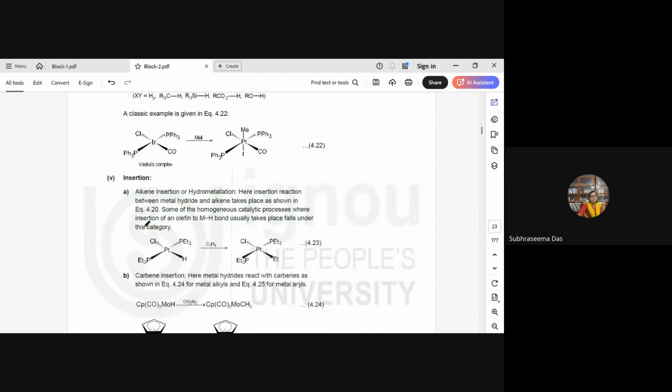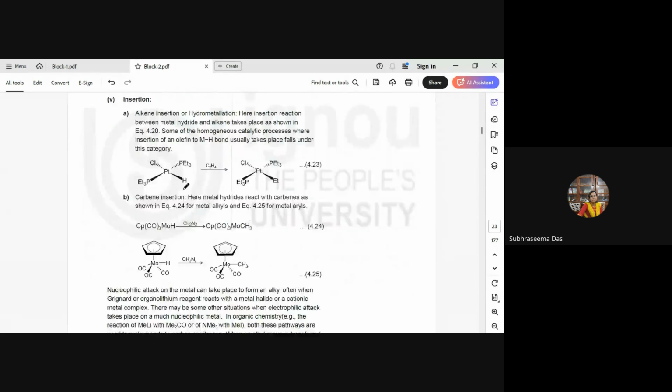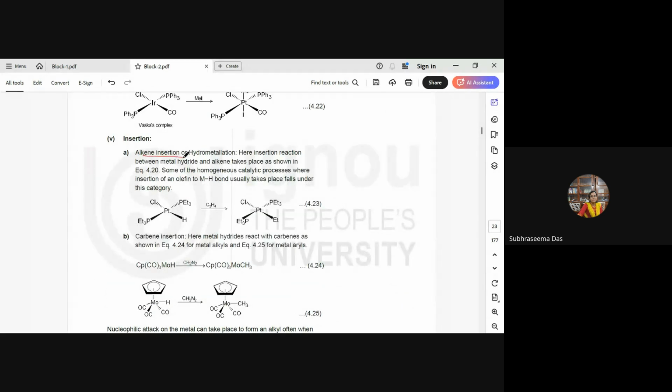Then there is the insertion method. This insertion method can be of two types. One is alkene insertion and the other one is carbene insertion.